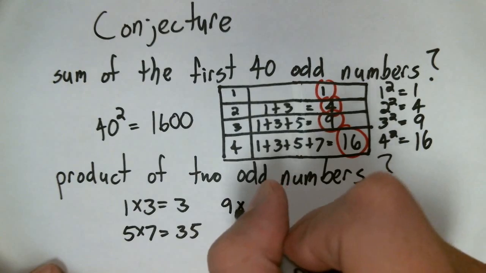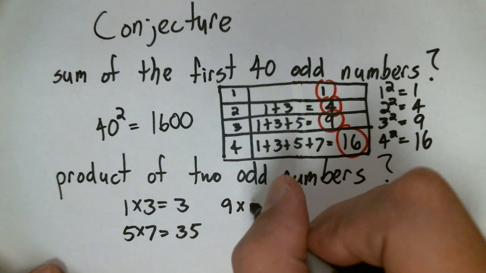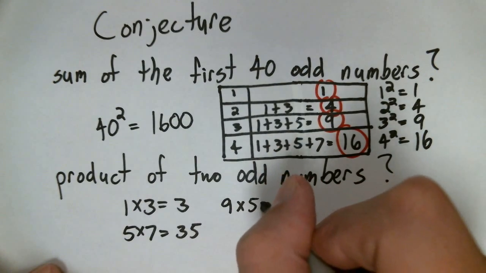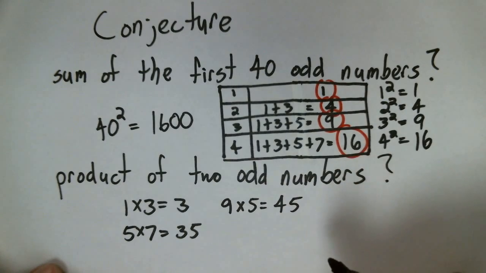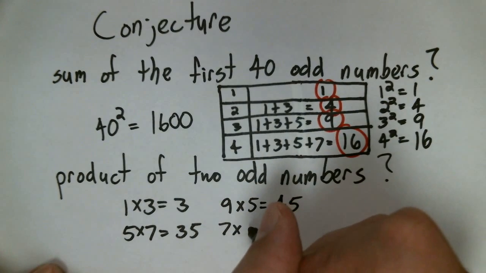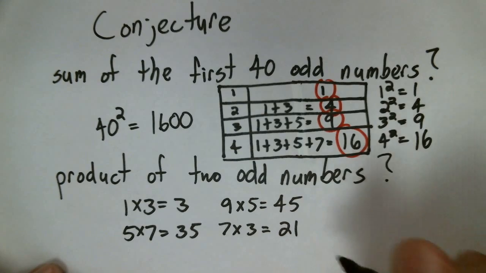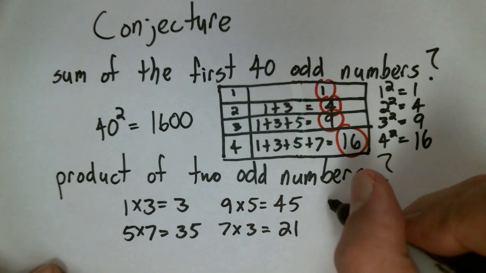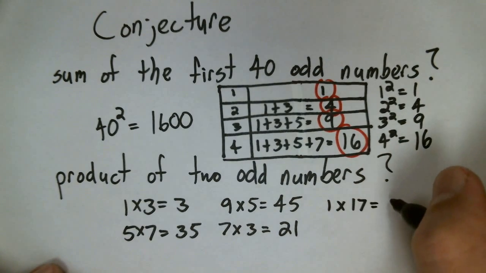What about 9 times 5? That's 45. What about 7 times 3? That's 21. What's 1 times 17? That's 17.